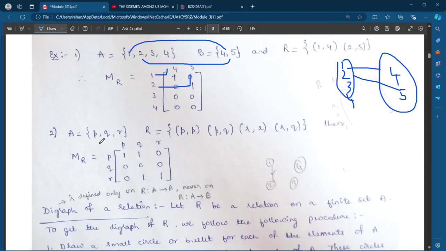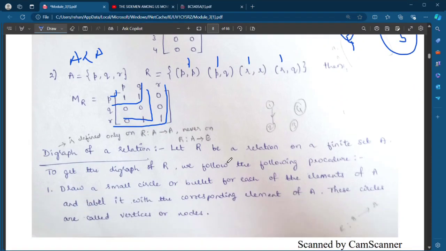Similarly, A is P, Q, R, and they have not given B, they have directly given only R: (P, P), (P, Q), (R, R), (R, Q). So this is nothing but A cross A. Here also P, Q, R, and here also P, Q, R I'll take. So (P, P) I'll write like that, and (P, Q). Then (R, R), then (R, Q). Only these four places I'll have one as coordinates. Remaining all will be 0.